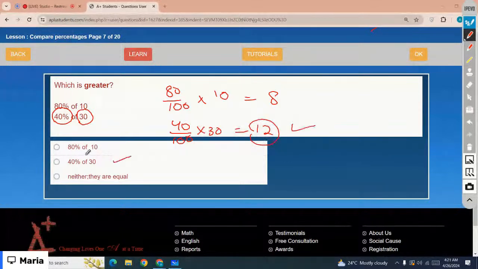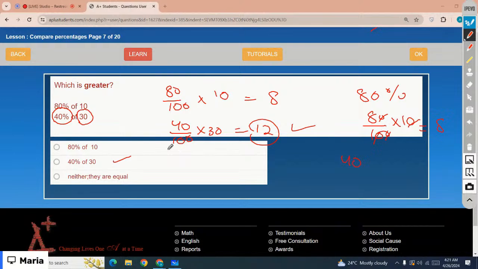I think you don't know how to calculate the percentages. I think you haven't covered the lesson we did in the last session. 40% of 30 is the correct option. 80% means 80 out of 100, right? You have to calculate 80% of 10, so multiply it by 10. If you don't know how to calculate, simply the zeros cancel out, that is 8.